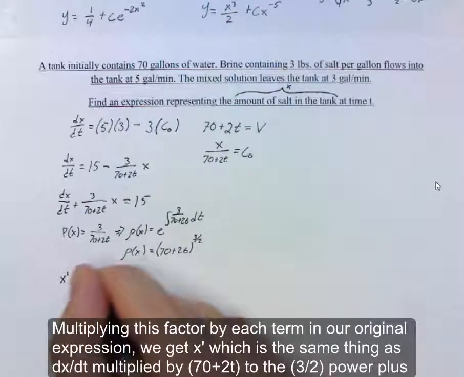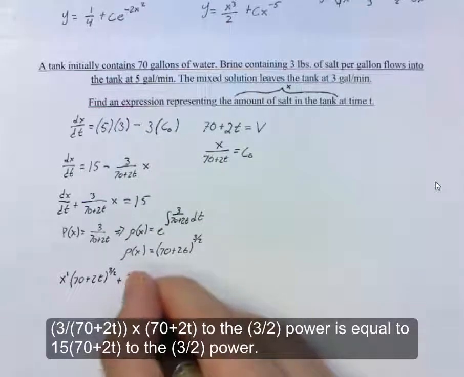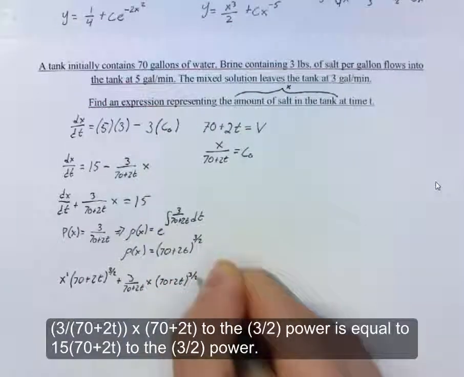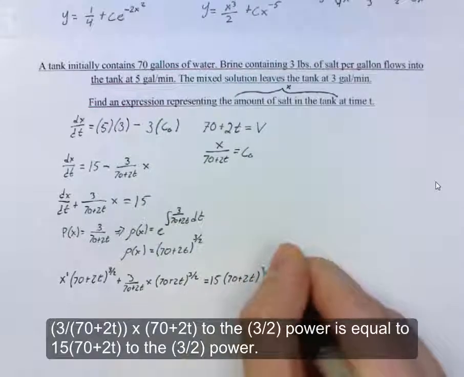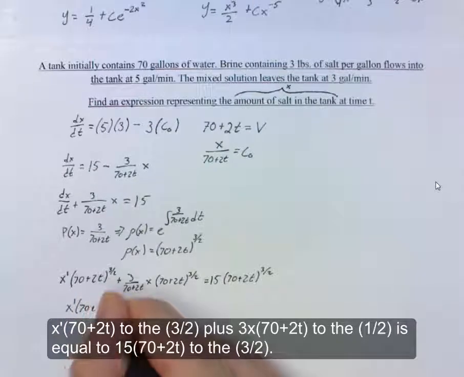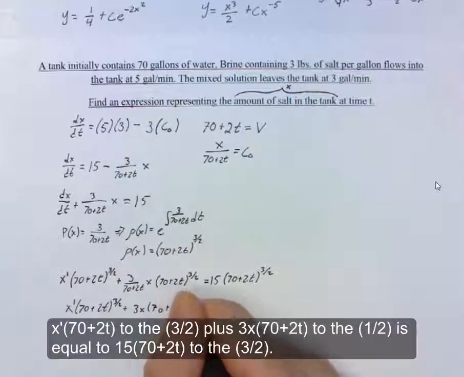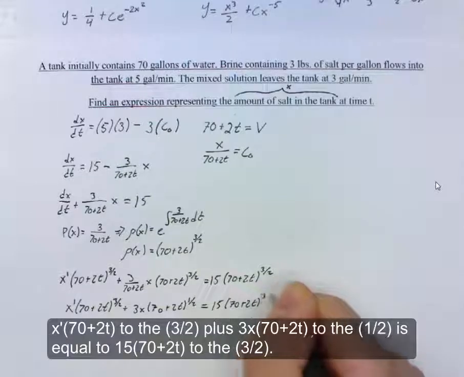Multiplying this factor by each term in our original expression, we get x prime, which is the same thing as dx dt, multiplied by 70 plus 2t to the 3/2 power plus 3 over 70 plus 2t times x times 70 plus 2t to the 3/2 power is equal to 15 times 70 plus 2t to the 3/2 power. Some quick simplification of our center term, 70 plus 2t to the 3/2 over 70 plus 2t, will simplify to 70 plus 2t to the 1/2 power, and so we have x prime times 70 plus 2t to the 3/2 plus 3x times 70 plus 2t to the 1/2 is equal to 15 times 70 plus 2t to the 3/2.